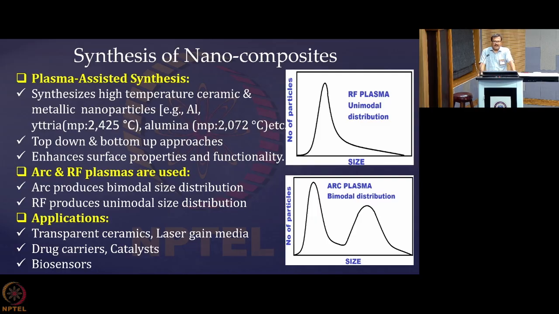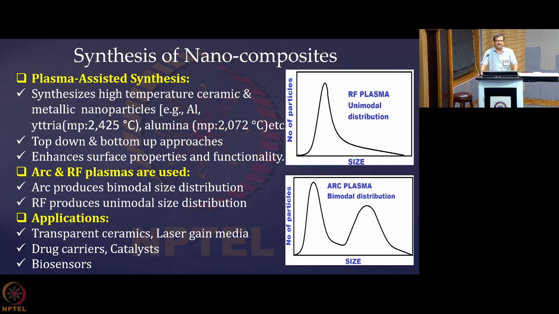Now in arc, usually you get a bimodal kind of distribution, so you get peaks at two sides, one lower and one higher. But in case of RF plasma, you usually get only a single peak, so a unimodal distribution of the particle size. But in case of arc plasma, you are getting a bimodal distribution. Now where do they appear from? I will go into that in the next slide. I will explain how they appear.